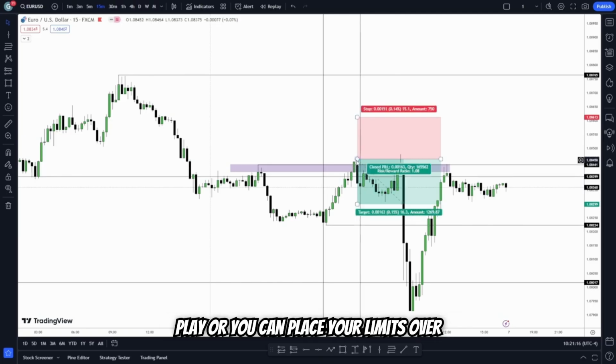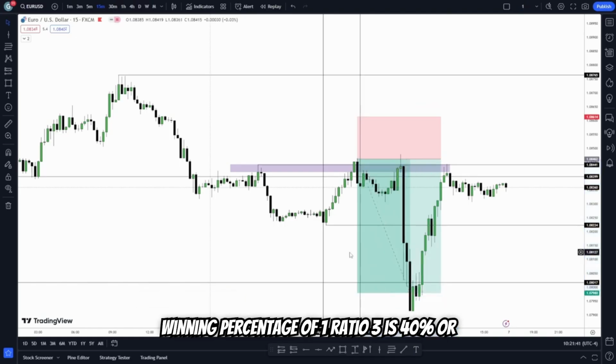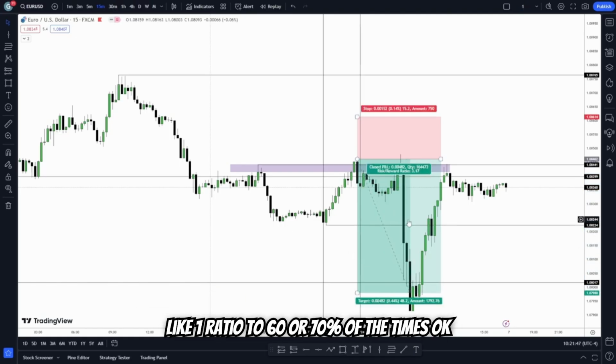Okay, then you can place your limits over here, or if you want to do a market execution manually, you can do that also, but you should be fast at clicking the sell button and calculating the lot size. But you can place your limit over there, and then place your stop loss 15 pips or 10 pips above, and you can target for 1:2. I should say you should target 1:2, because the winning percentage of 1:3 is 40% or 50%, but with 1:2 you can win like 60 or 70% of the times, in a winning trade.